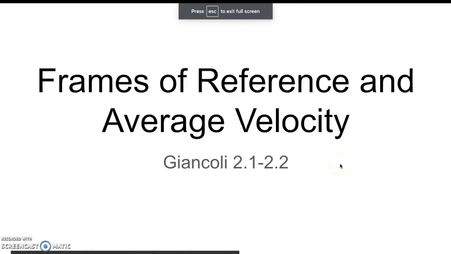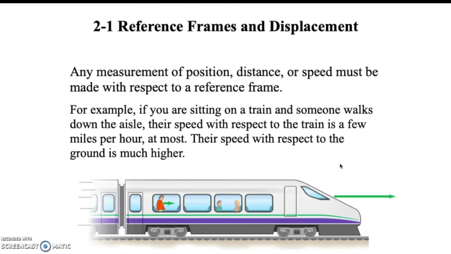All right, frames of reference and average velocity are the two things we'll look at here. First thing is frames of reference and displacement. Any measurement we take, such as position, distance, or speed, must be made with respect to a frame of reference. For example, if you're sitting on a train and someone walks down the aisle, their speed with respect to the train is a few miles per hour at most. Their speed with respect to the ground is much higher.